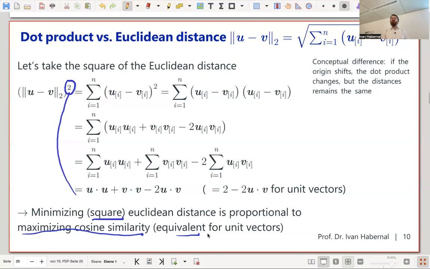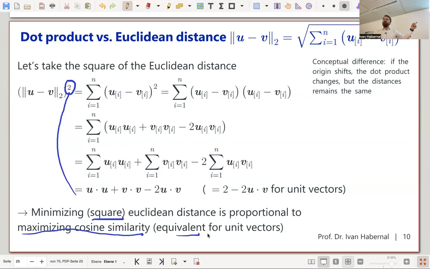Okay, so what does it mean? If I want to push two vectors together, I can either minimize their distance, right? In a space, I want to put them together, so I need to minimize their distance. Or I'm going to maximize their dot product. This is the same operation. Does it make sense? If I want to push two things together, I just minimize their distance, or equivalently maximize their dot product.